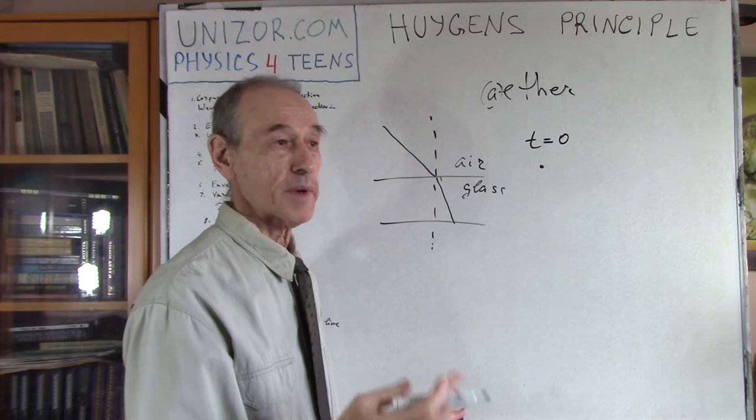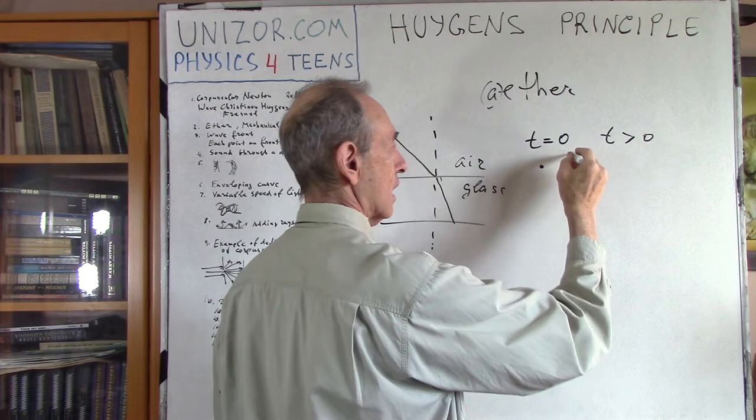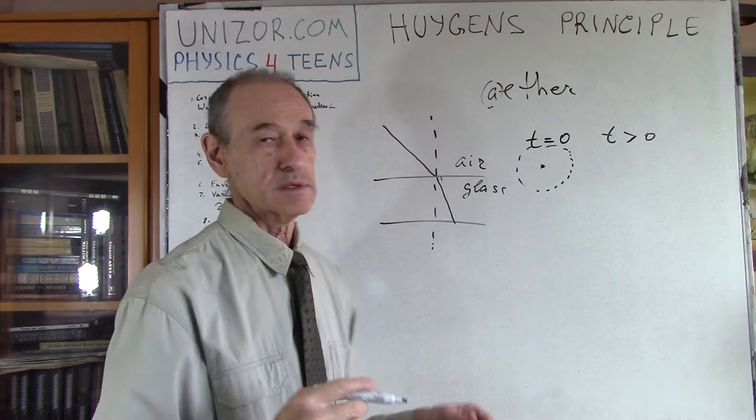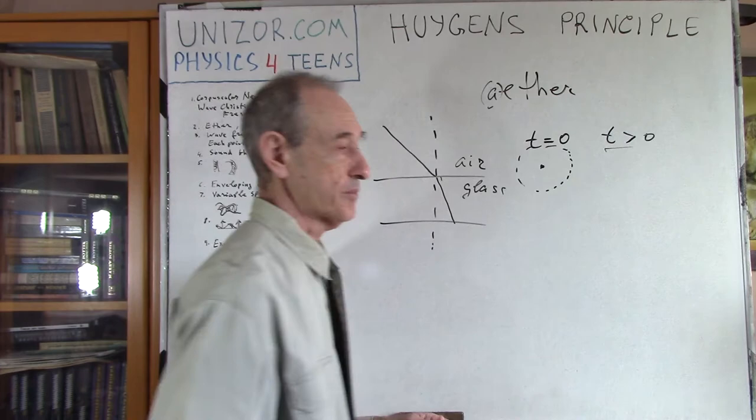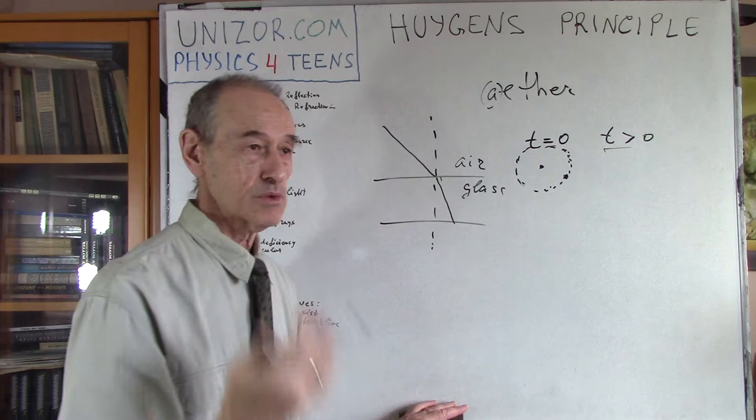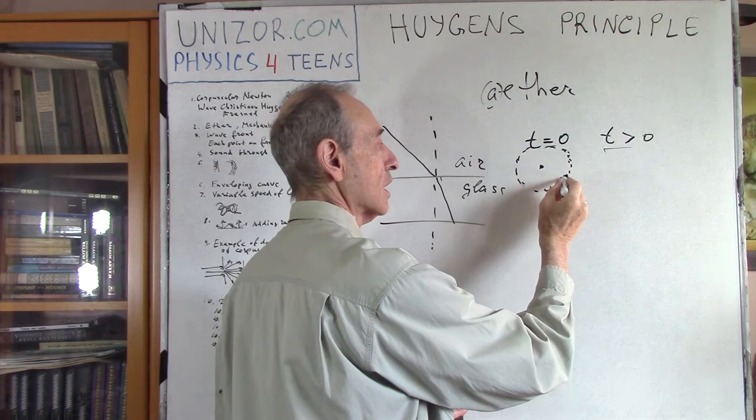But let's say at time t greater than zero, the oscillations reached certain points around this source. So if the source is a point, then obviously it's a kind of a sphere around this point at some kind of time t. At that time t, each point on the wavefront is considered to be a source of secondary oscillations. So the oscillation of this particular point causes oscillation around it.